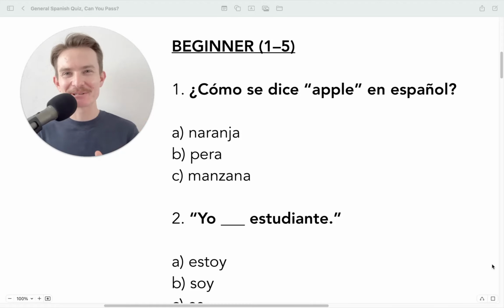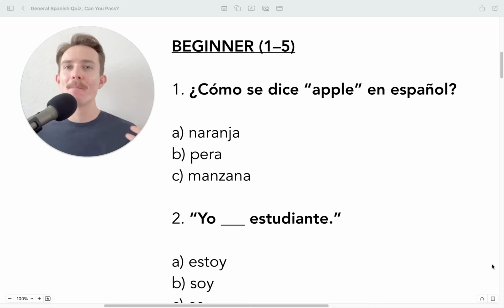Can you pass this general Spanish quiz? Let's find out. We're going to do 5 beginner questions, 5 intermediate questions, and 5 advanced questions. Vámonos. Number 1. ¿Cómo se dice apple en español?